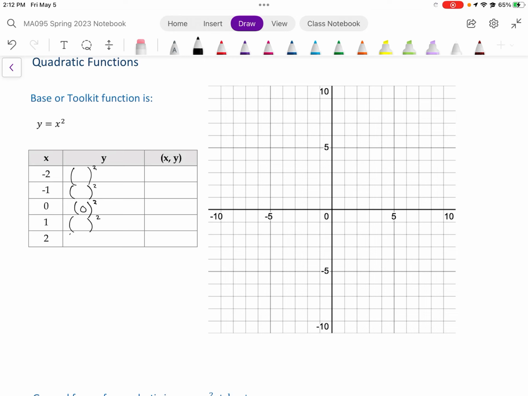I don't know why I can't talk at the same time, I guess, today. So we've got a negative 2 getting plugged in, a negative 1, a 0, a 1, and a 2. All right, so the reason we use the parentheses is because we need to square the whole thing, the negative as well.